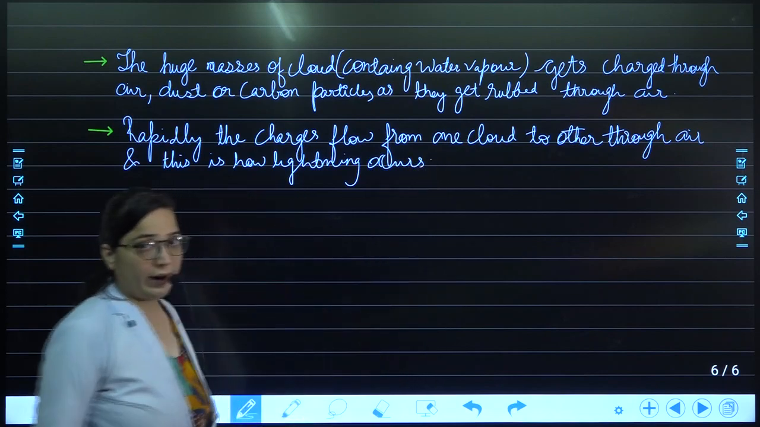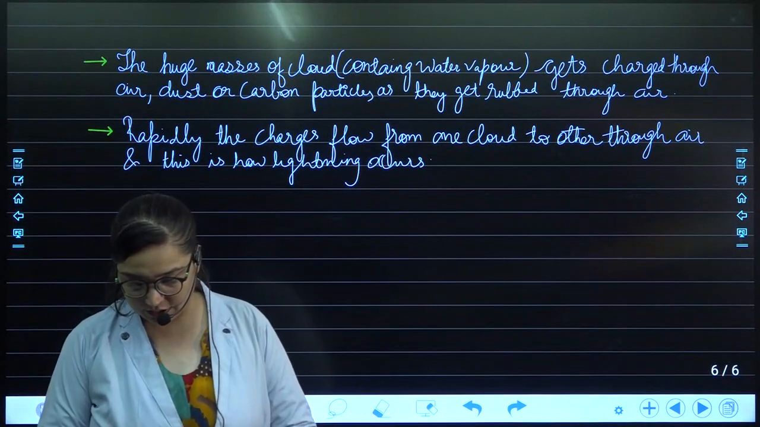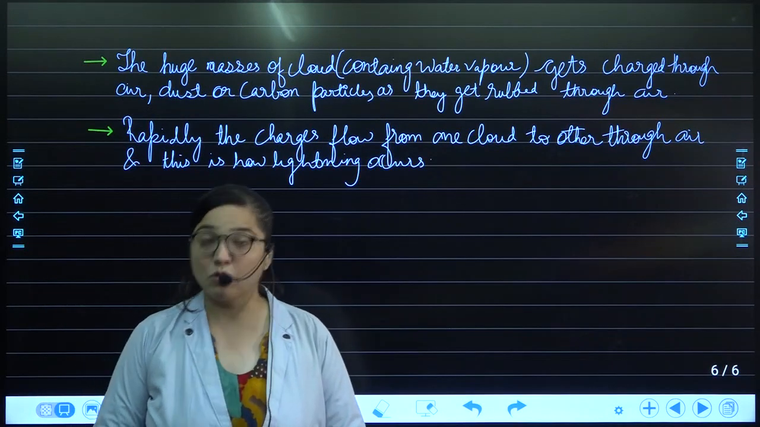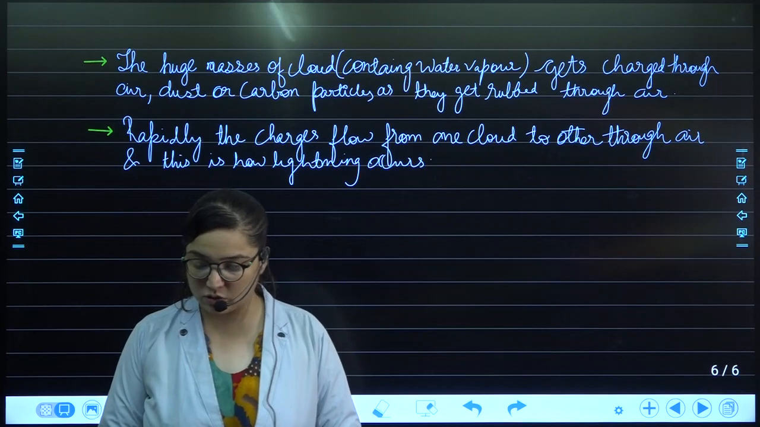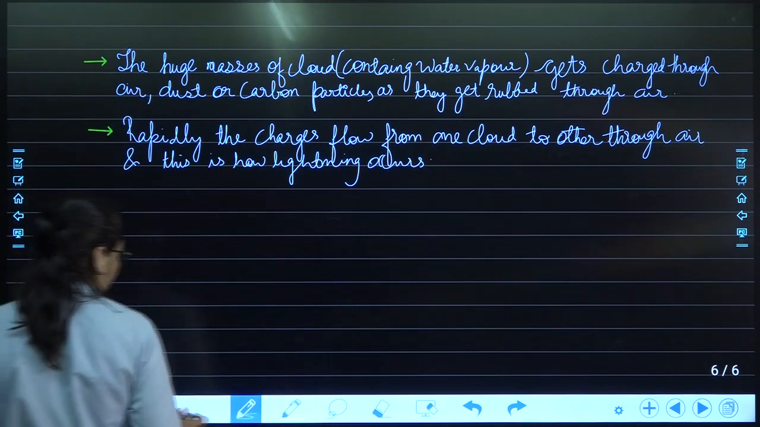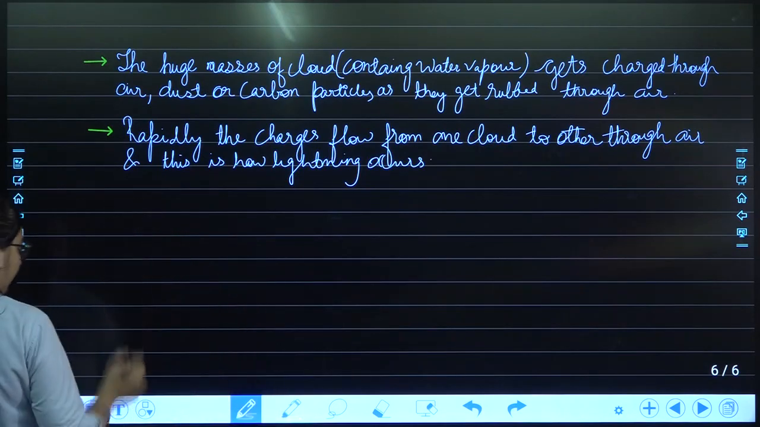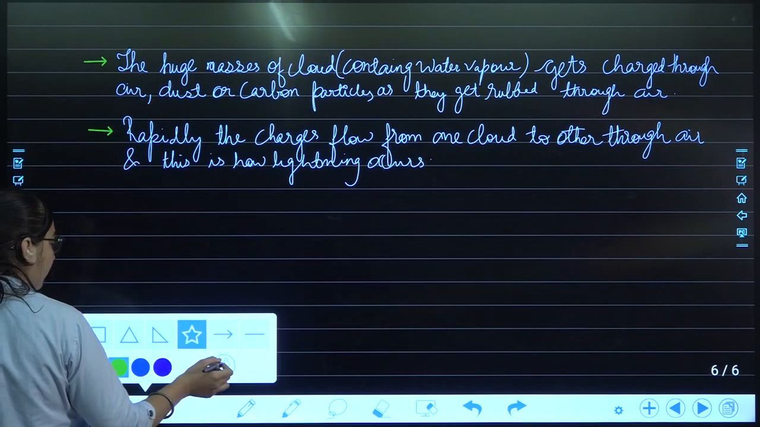So, if you want to write the particular definition of lightning, then it is the rapid flow of electric charge through the air between two oppositely charged clouds, which is called lightning. So, here it is, the definition of it.